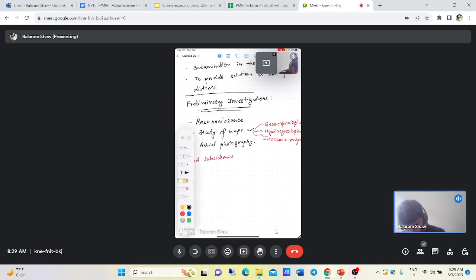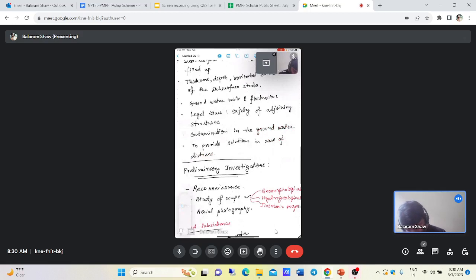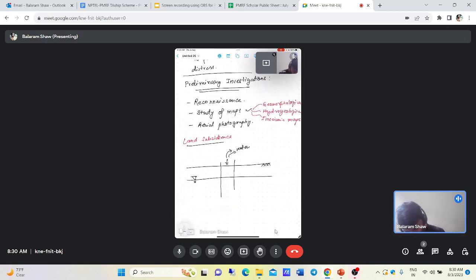Let us say this is the ground surface, and at this point a huge quantity of water is getting extracted. Before the extraction of the water, the groundwater table was here. We are extracting water from here, so some kind of curve will be there, right?